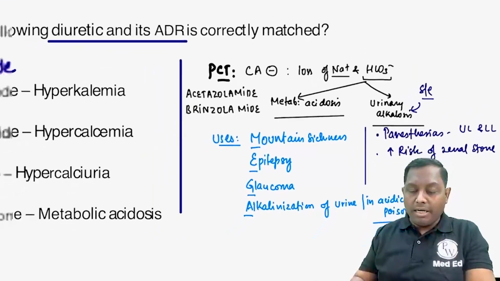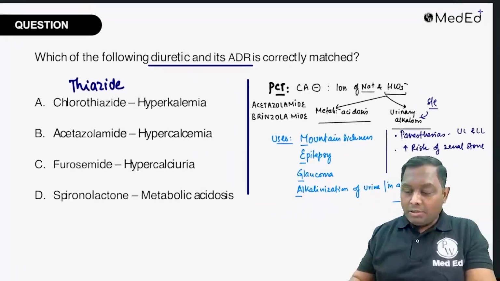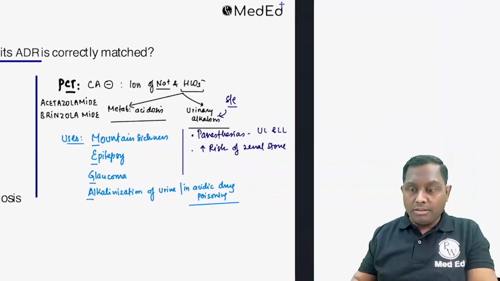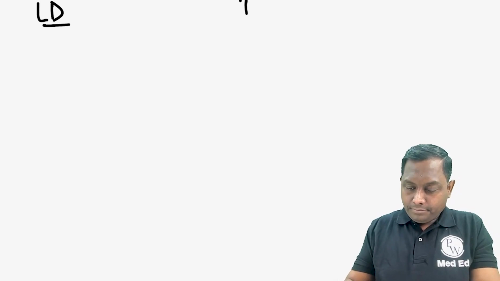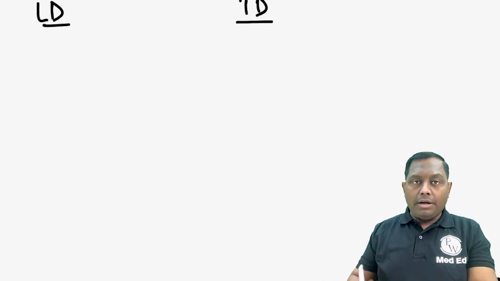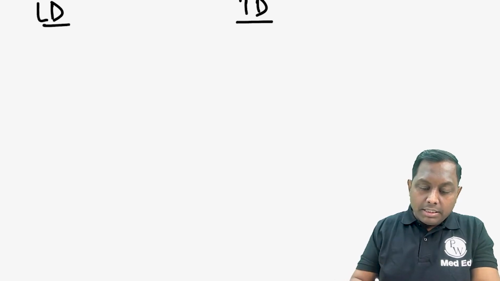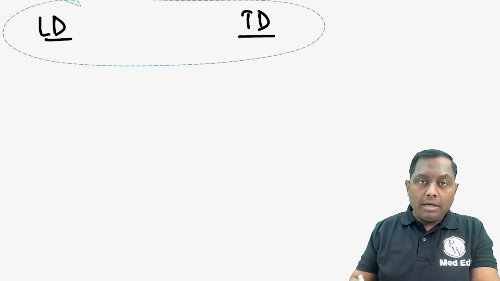We are discussing mainly at the level of the PCT only. There is no space here, so I will discuss some important points on the next slide. We have diuretics next, that is going to be loop diuretics, and we have diuretics by the name of thiazide diuretics. Loop and thiazide diuretics, these are the other two diuretics.